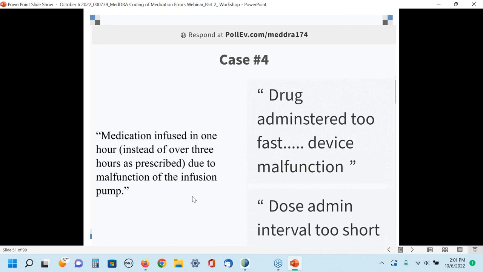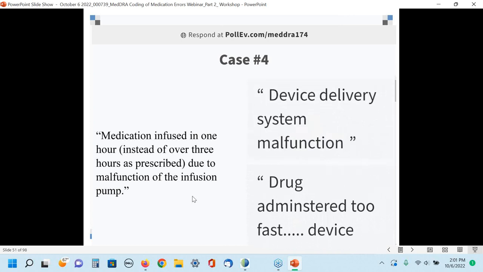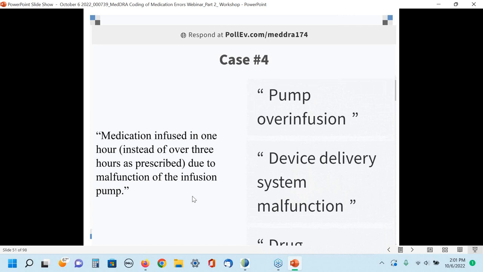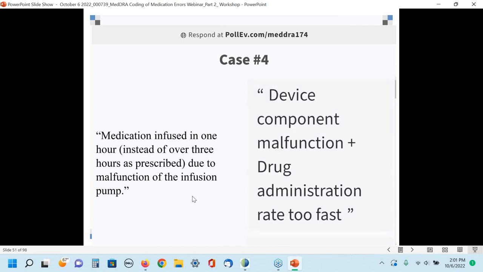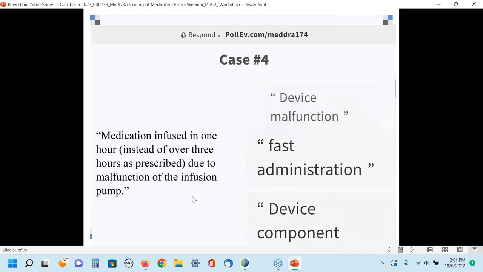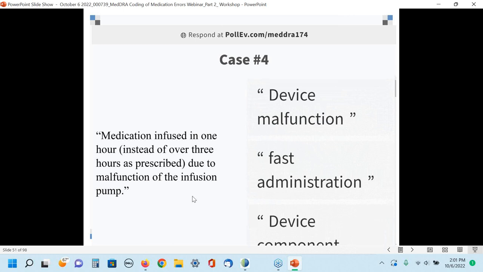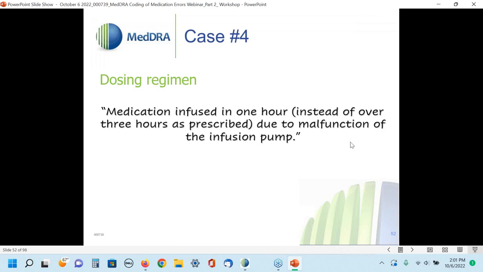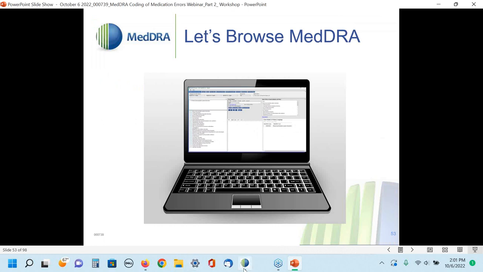Drug administration interval too short, but then others are saying the problem here is that the administration was too fast. So some of you are looking mechanically at the rate at which the drug is being delivered, and others are looking at the time at which it's being delivered. And these are the kinds of interpretive things that one person will focus on, that another will see very differently. Okay, I'm going to lock and then move forward. So let's go into the browser and see what we come up with.